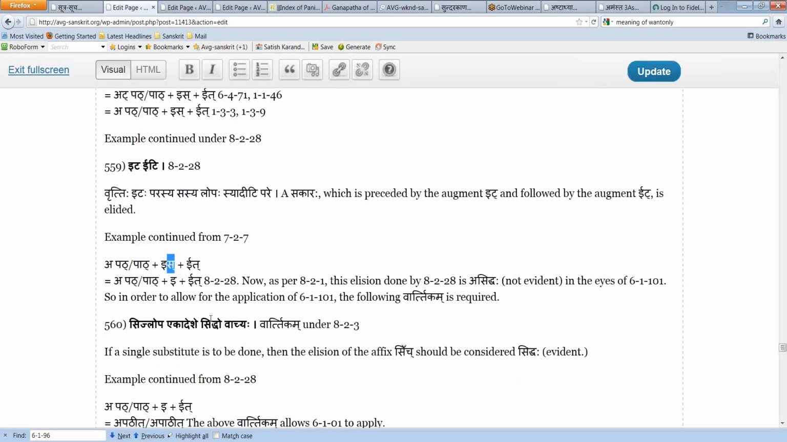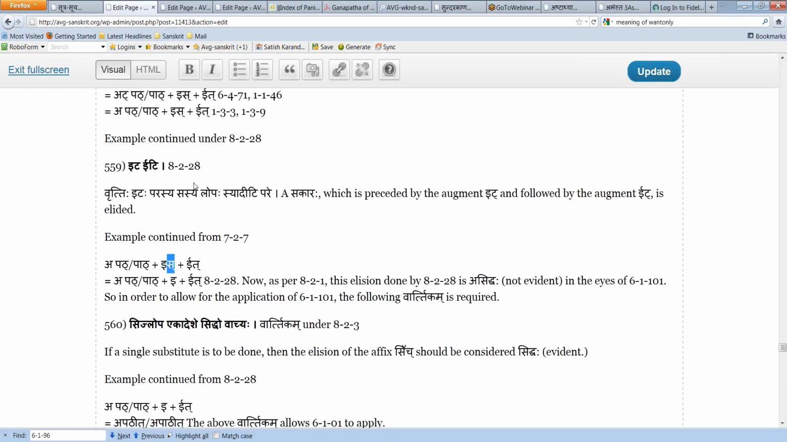Okay. Now what happens is that this ita iti sich lopaha is asiddha. It's purvatrasiddham. So no prior rule in the Ashtadhyayi can see this sich lopaha. And we want to apply akah savarne dirghaha, which is way back in 6.1.101. So how are we going to do that? Because as far as akah savarne dirghaha is concerned, it doesn't see the lopaha. It sees the vidyamana sakaraha.